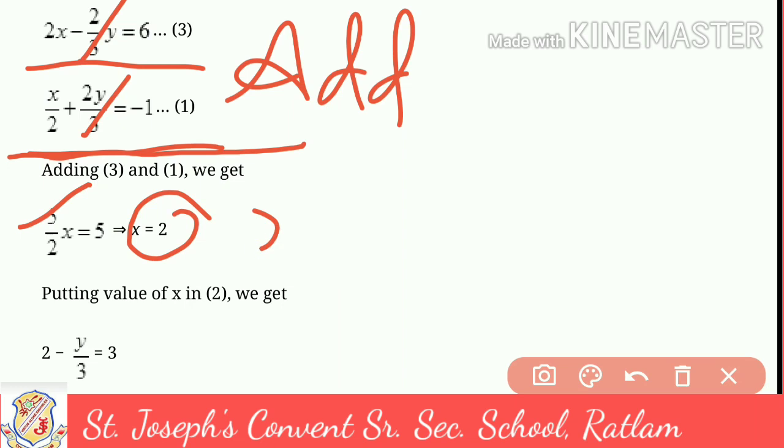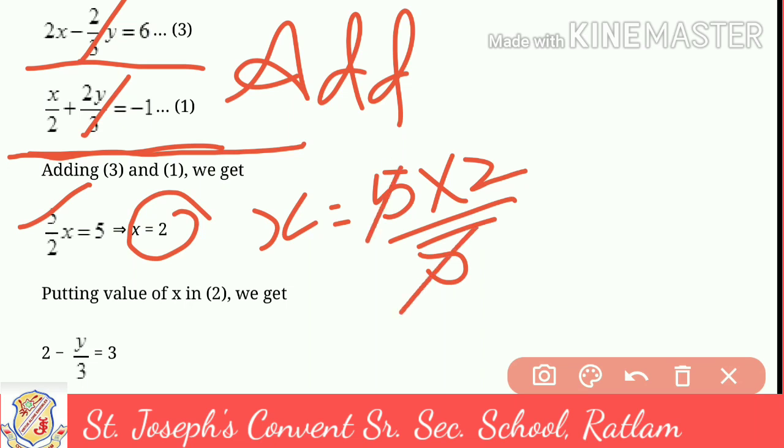What will be the final term? x is equal to 5 into 2 divided by 5. This 5 and 5 will cancel out. What will be remaining? Of course, the value of x is equal to 2. Now you know what is the next step. The next step, of course, is getting the value of y. And from where will you get it? By putting the value of x in any one equation.